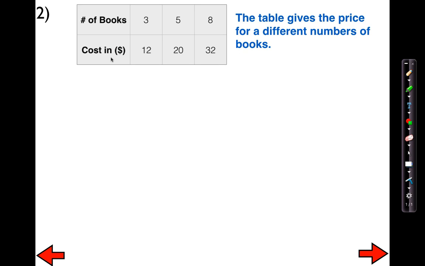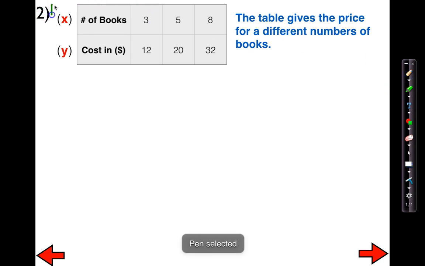Number 2, it says the table gives the price for a different number of books. So for our first row, we have the number of books, and the second row, we have the cost in dollars. The first thing we're going to want to do is identify what is the input, what is the output. I'm definitely going to say the input is the number of books. Why? Because the number of books is independent. It's what's going to determine the cost. So for those reasons, we're going to call the number of books the x, and the cost is y.